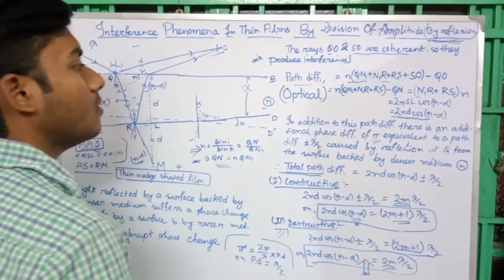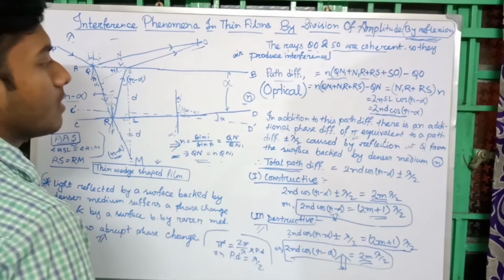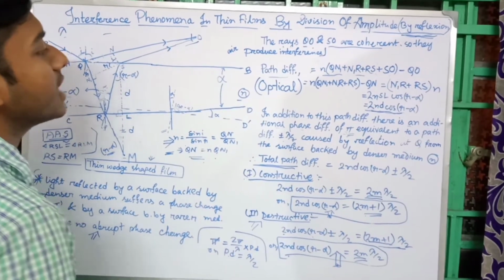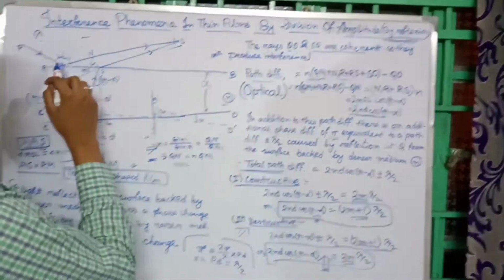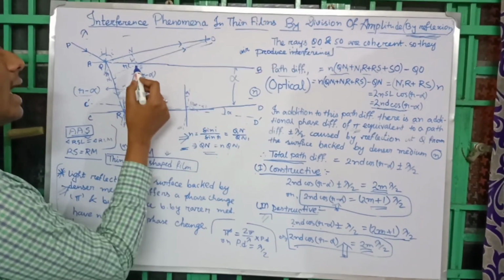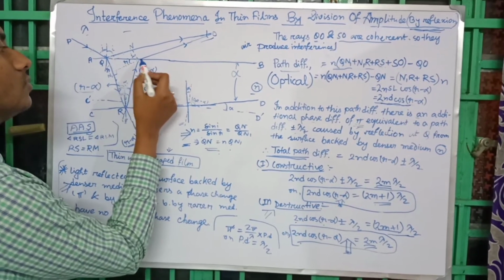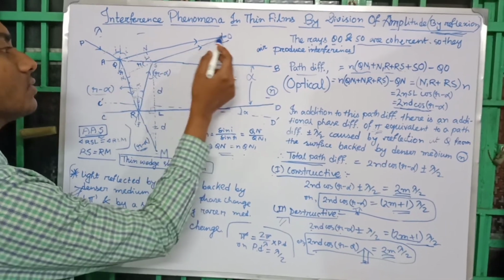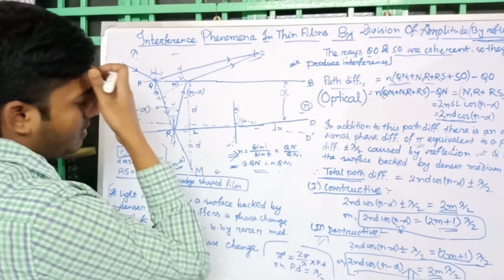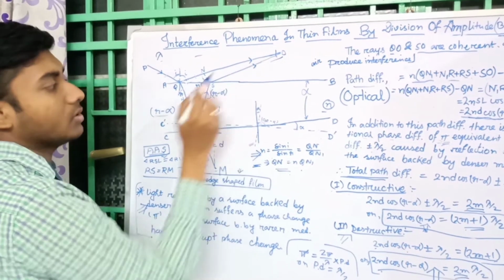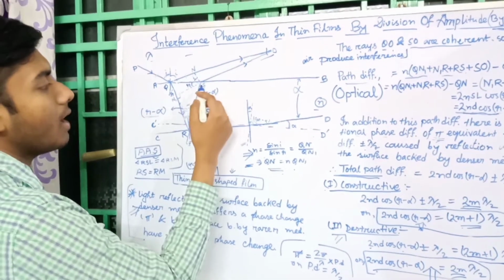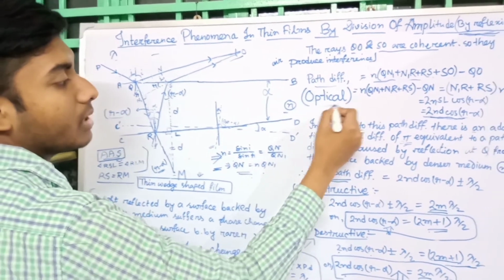Now we have to measure the path difference to know the characteristics of the interference patterns. We have to determine the path difference between the two rays QO and SO. Now as SN is perpendicular to QO, and these two lines SO and NO are slightly inclined, the angle between them is very small, so we assume SO equal to NO. So the path difference between QO and SO will be the optical path difference, obviously.